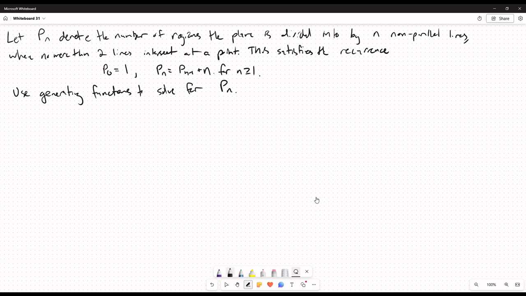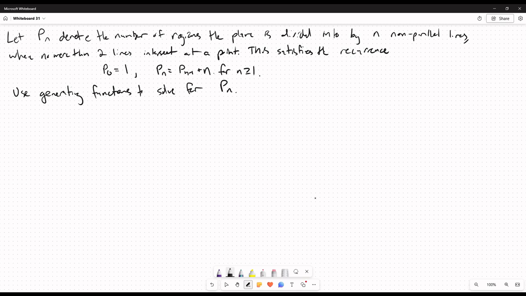In this video, we're going to talk about how to use generating functions to solve a nonlinear recurrence. Let P of n denote the number of regions the plane is divided into by n non-parallel lines, where no more than two lines intersect at a point. At some point, you might have seen that this satisfies the recurrence P of 0 equals 1, and P of n equals P of n minus 1 plus n for n greater than or equal to 1. You can find this just by playing around with the geometry of the situation.